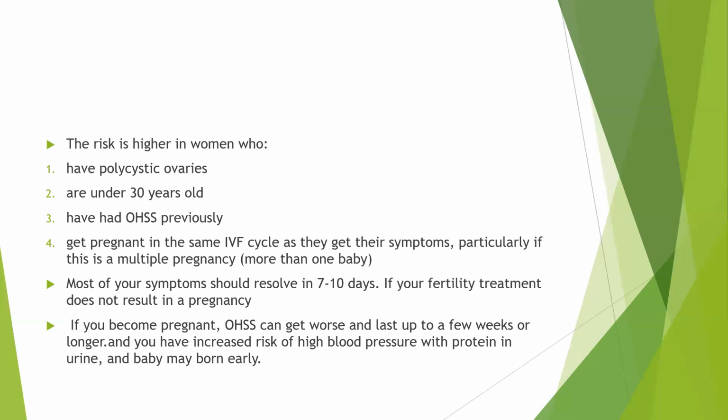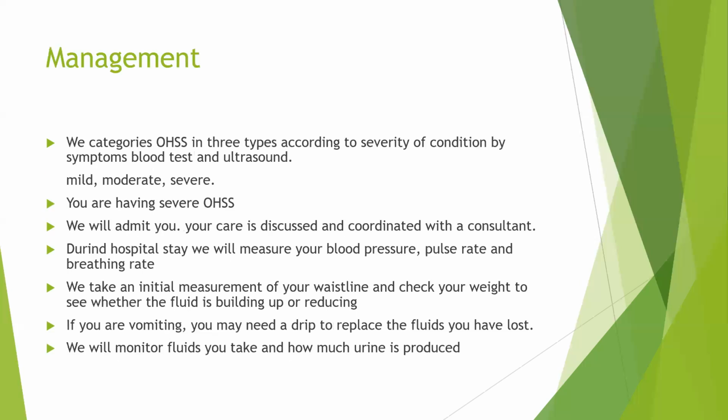So if the patient is not pregnant, you can just say that most of your symptoms should resolve in 7 to 10 days. You don't have to say that right now if she doesn't have a pregnancy. Obviously, you know she is not pregnant, but you can tell her that we are supposed to not place the embryos in this cycle because you have a risk of high blood pressure and protein in urine, and the baby may be born early, and preterm labor and preeclampsia. So you will say that I will inform your center as well about your condition.